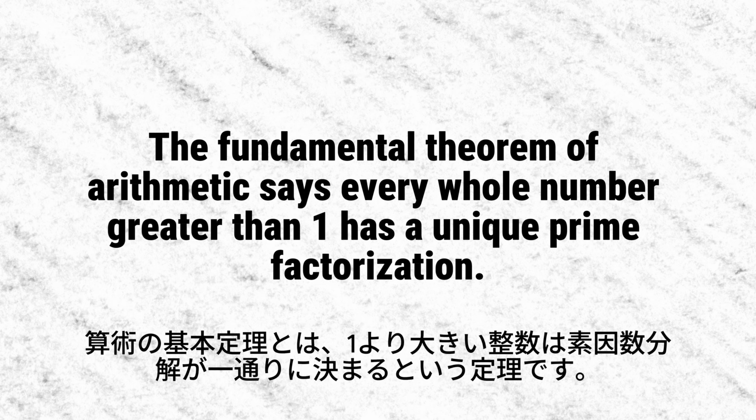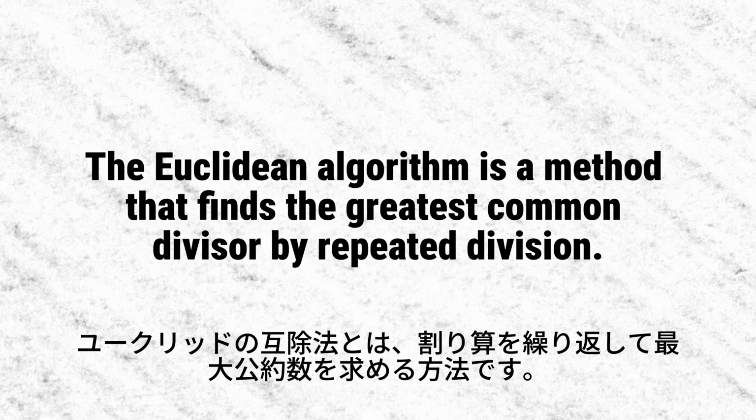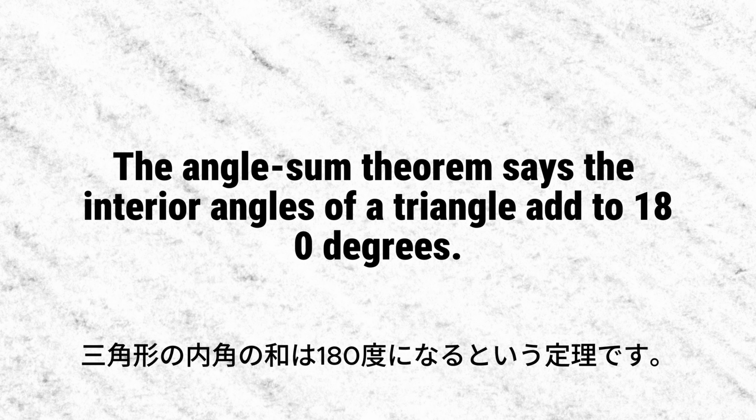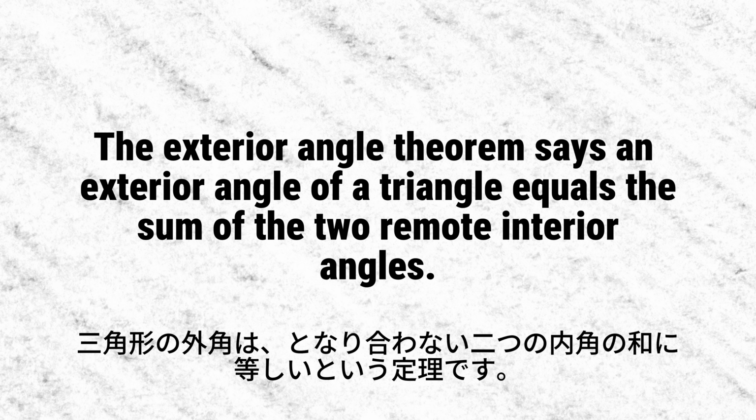The fundamental theorem of arithmetic says every whole number greater than 1 has a unique prime factorization. The Euclidean algorithm is a method that finds the greatest common divisor by repeated division. The angle sum theorem says the interior angles of a triangle add to 180 degrees. The exterior angle theorem says an exterior angle of a triangle equals the sum of the two remote interior angles.